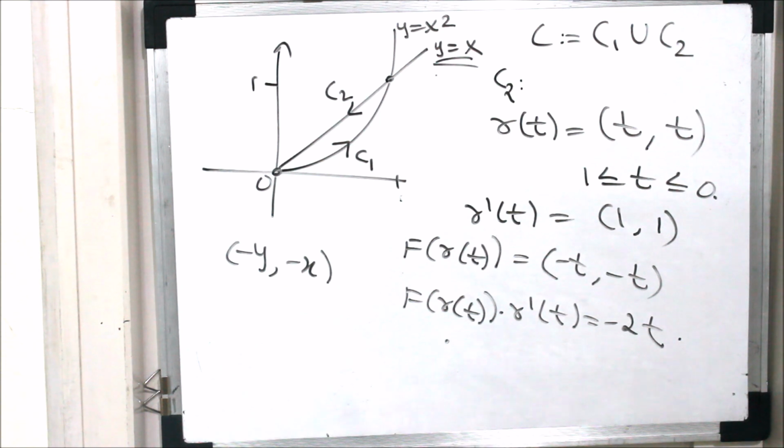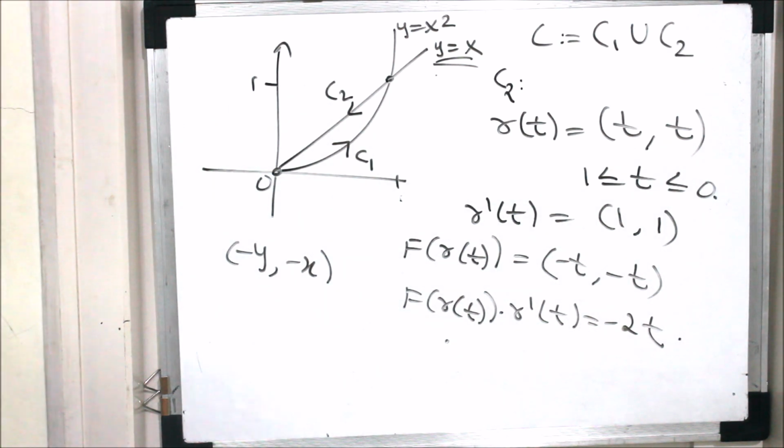So that's how you solve the problems on piecewise continuous curves. So see the pieces, parameterize the pieces, and do the line integral. And then the line integral of the whole curve is nothing but the sum of the line integrals of the individual curves.